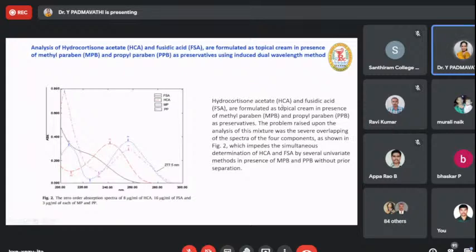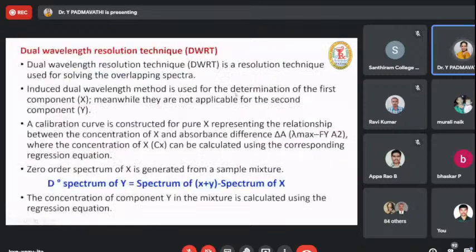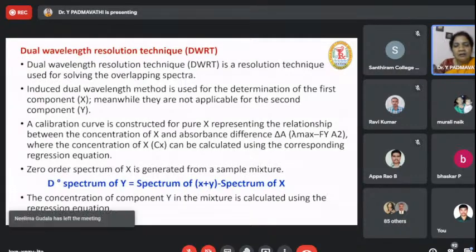What are you going to cancel? The absorbance of Y, by calculating the equality factor. In a similar way, you can do it for the other component. So this is an example. The next one is the same kind, the dual wavelength resolution technique. This is also used. The basic condition for dual wavelength methods, as I said, is that you should have a good complete overlay of the spectra.